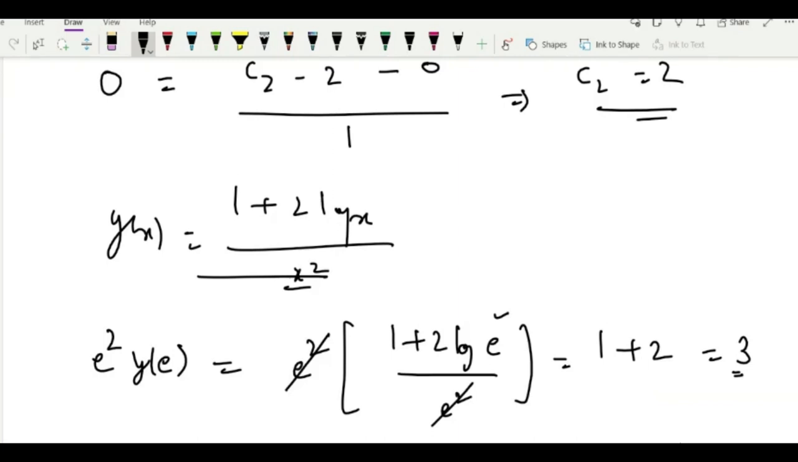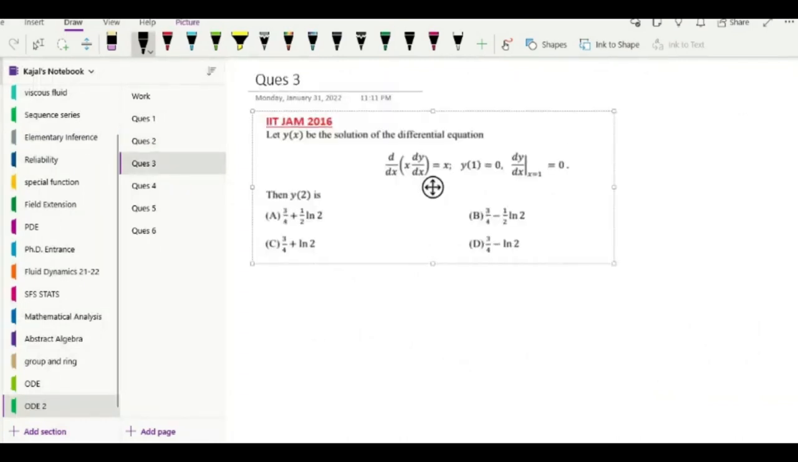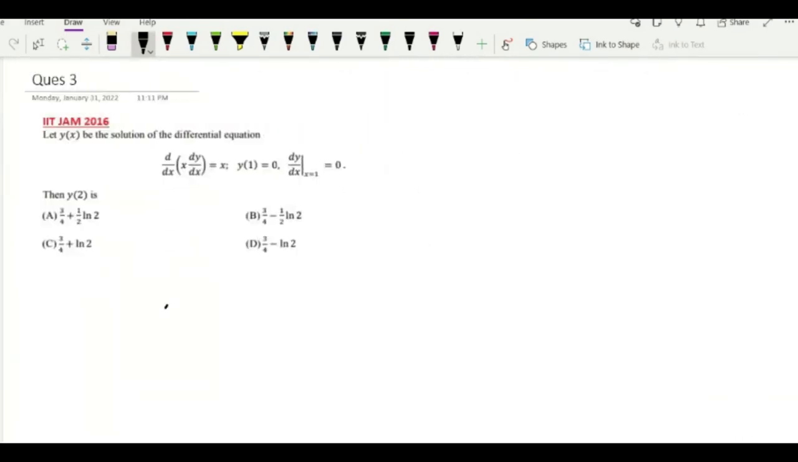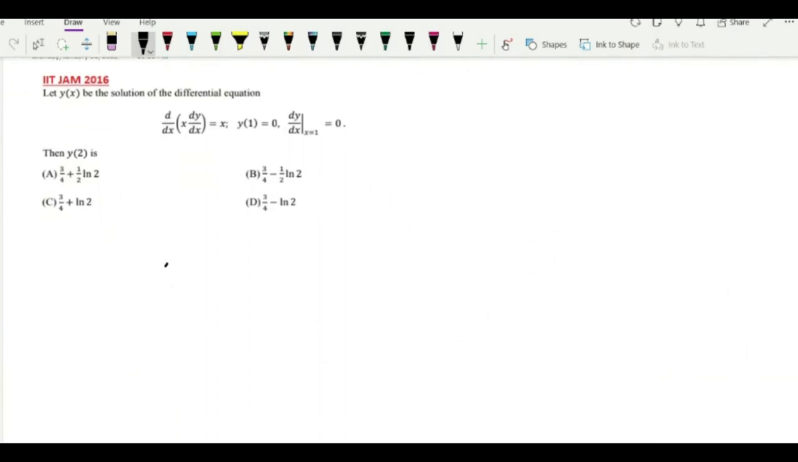So moving towards the next question. Till now, any doubt? So the next question is from IIT JAM 2016.